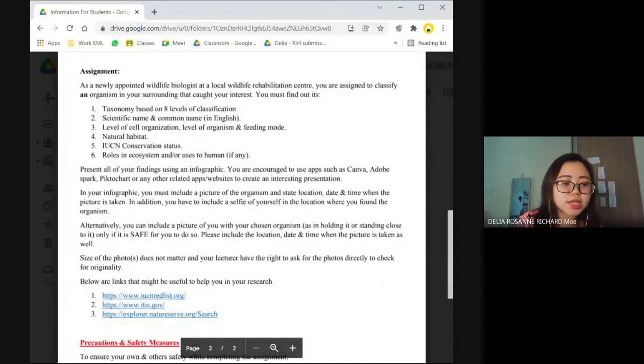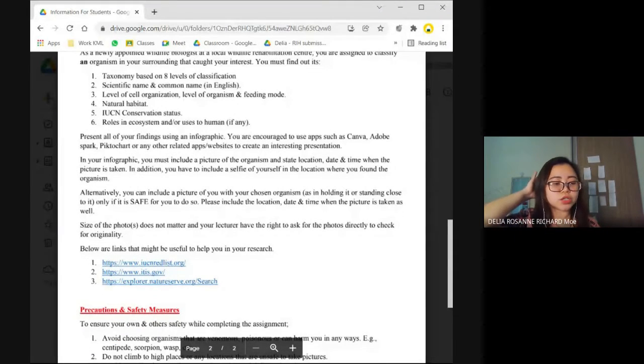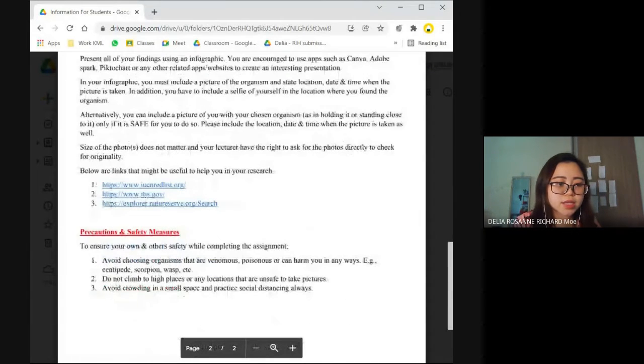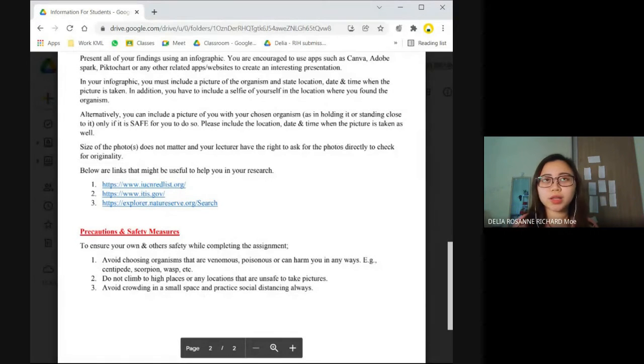And below are links that you can use to help you in your research. So these are several links to some websites that could be helpful to you. And we do want to remind you that although you are doing this assignment on your own, please remember to ensure your own safety and others' safety while completing the assignment. So try to avoid choosing organisms that are venomous, poisonous, or can harm you in any way, because we don't want to be responsible for you getting hurt.